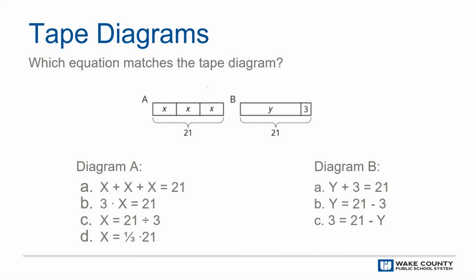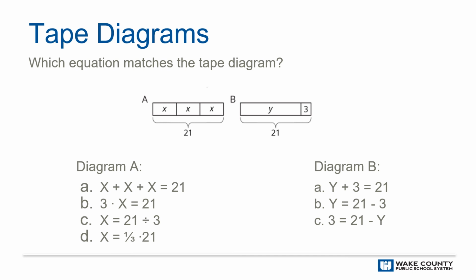Using tape diagrams. Which equation matches the tape diagram? For diagram A, x plus x plus x equals 21, 3 times x equals 21, x equals 21 divided by 3, x equals 1/3 times 21. For diagram B, y plus 3 equals 21, y equals 21 minus 3, 3 equals 21 minus y. All choices for diagram A are correct. All choices for diagram B are correct.